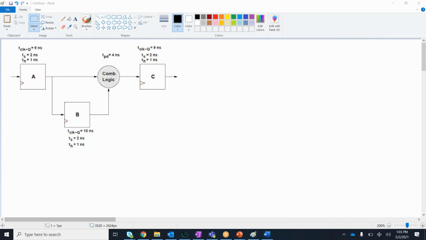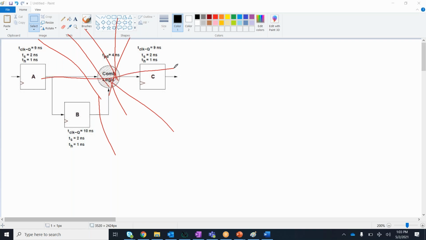Sir, in the third path, you said you take the TPD of the combinational logic, but the other input is coming from this path to the combinational logic. Then how do we choose which way? There can be many paths coming. You have to only focus on the path which is traveling from launch to capture. That's it. You need not bother about how many paths are coming to these people.